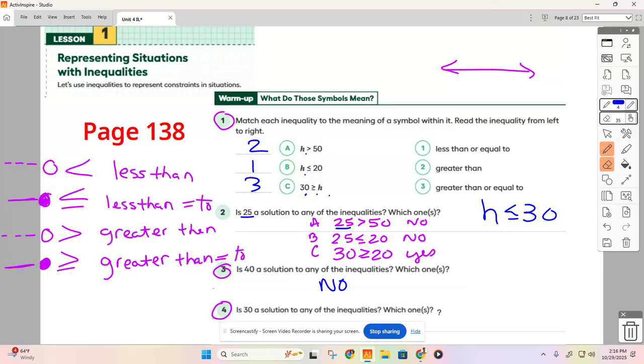Raise your hand and tell me. What do you think, Maddox? Yeah. It works with C because 30 is greater than or equal to 30. It's equal to it, right? So that's correct. Good.